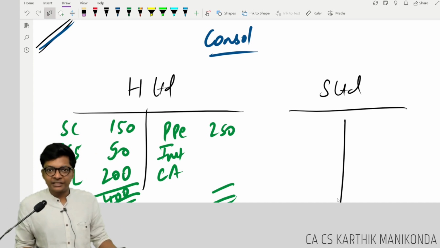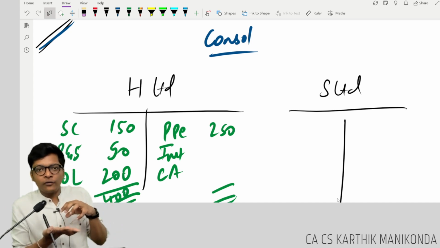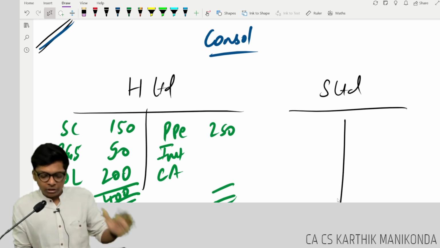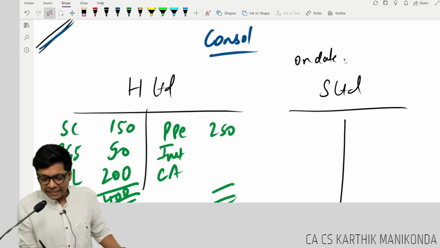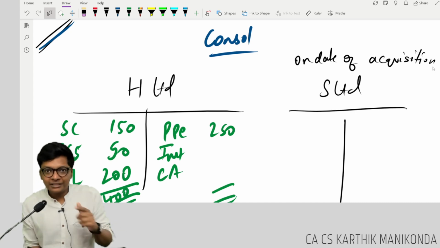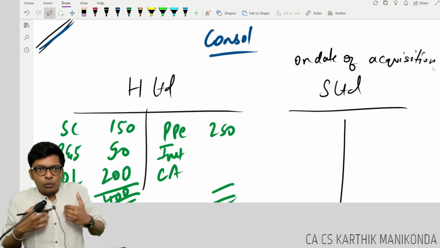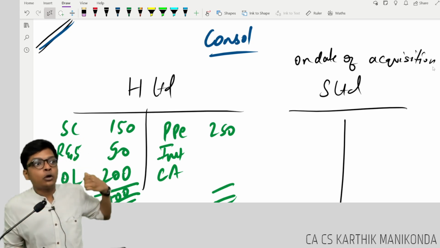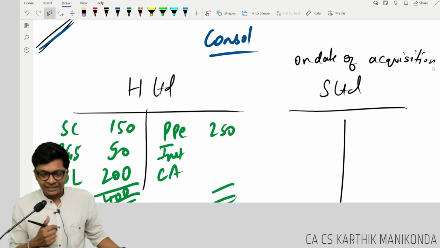What are the two balance sheets? From the previous class, if you remember, we have to compute on the date of acquisition and the date of consolidation. So let's write subsidiary on date of acquisition. Why we are doing this? Because to find goodwill capital reserve, we have to compare what we paid against what we got on the date of acquisition, because that day only you can find the profit or loss, goodwill or capital reserve.